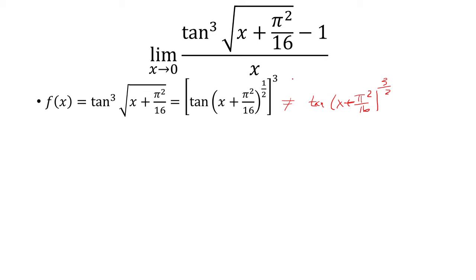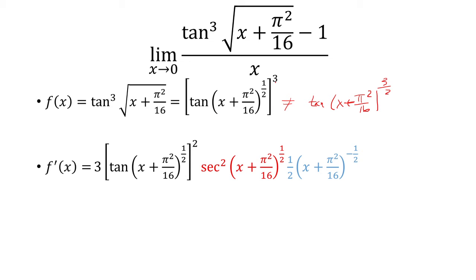Okay, so first the outside function is going to be the 3, the cube. Bring it down. Keep the entire inside the same. So whatever's inside the brackets, leave it alone. And then we're going to subtract 1 in the exponent. So from 3, it's going to go down to 2. Okay, next step. We have to work on the inside. Take the derivative of the inside. So for the inside, the outside function is tangent. Okay, so the derivative of tangent is secant squared. The inside will be the rest, the square root of x plus pi squared over 16.